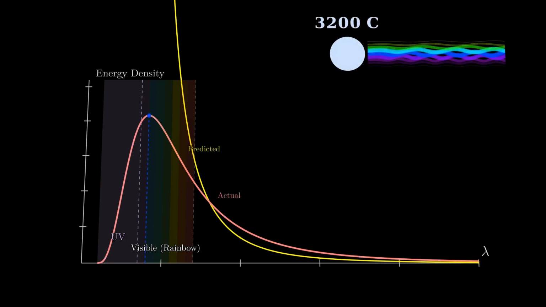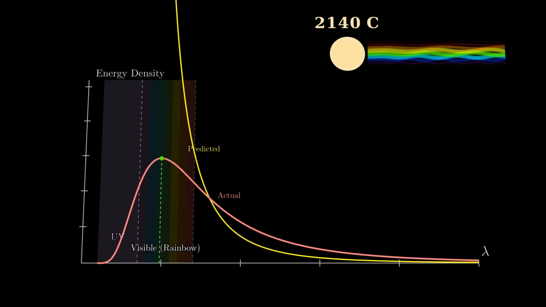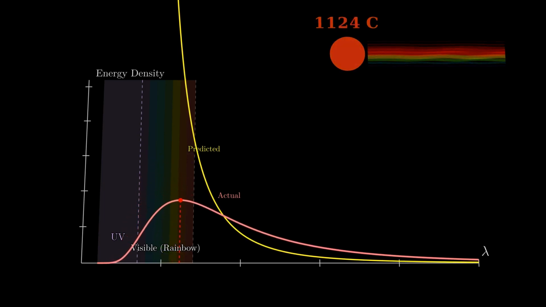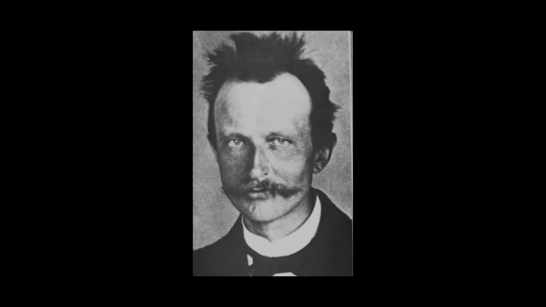This breakdown of classical physics became known as the Ultraviolet Catastrophe. And this was the crisis that ultimately gave rise to the field of quantum physics, when Max Planck proposed a revolutionary explanation for why classical physics failed when describing radiation. We'll explore that idea in the next episode, where we introduce Planck's quantum hypothesis.